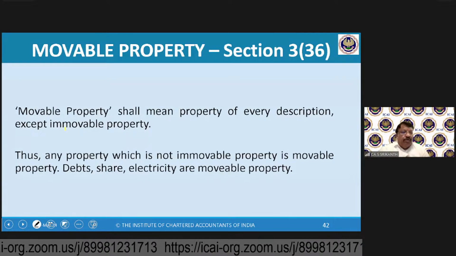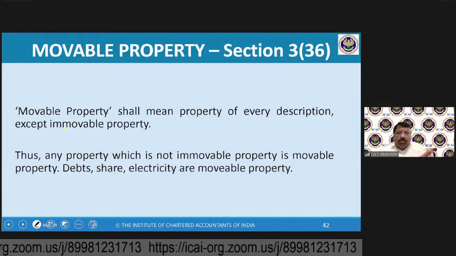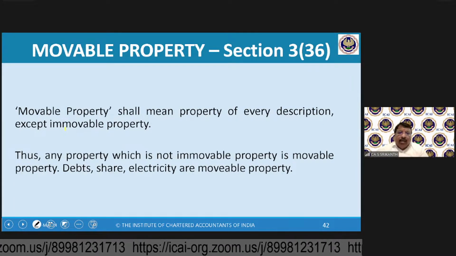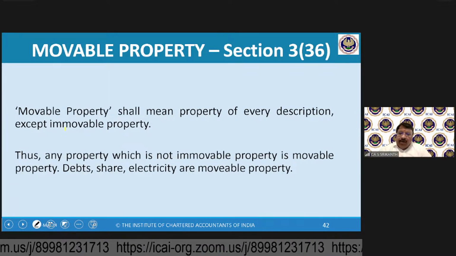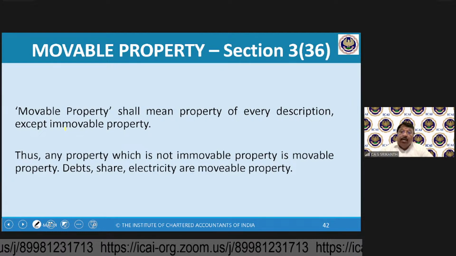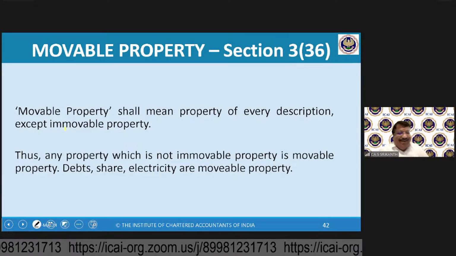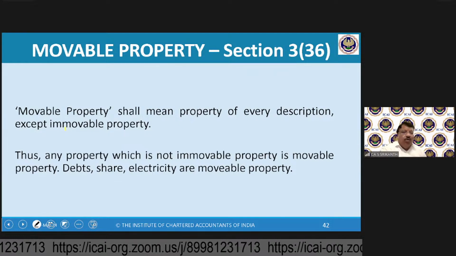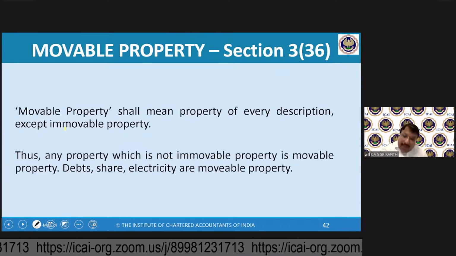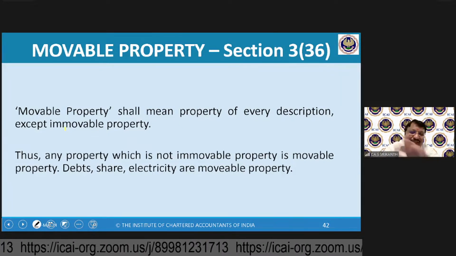So if you ask me, sir, where is the share? See, this watch is movable property, no doubt about it, because you can touch and feel it. Can you touch a share? You cannot. But still it is movable property. Electricity. Can you touch it? No, you should not. But it is still movable. Why? Because it is not immovable.